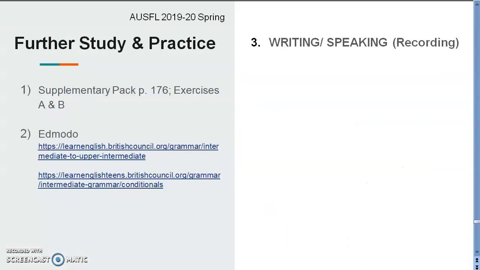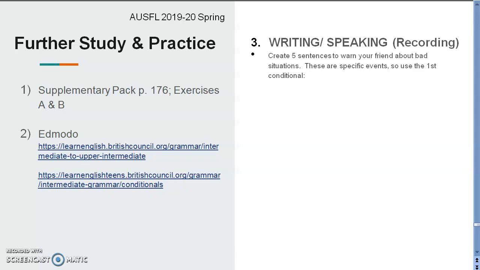For further practice, you can study activities 1 on page 176, exercises A and B in your pack. There are also some different sites with the British Council or Learn English Teens at the British Council, and of course many other sites that you can use. A further writing or speaking practice you can do: create 5 sentences to warn your friend about a bad situation. These are specific events, so they would be in the first conditional.